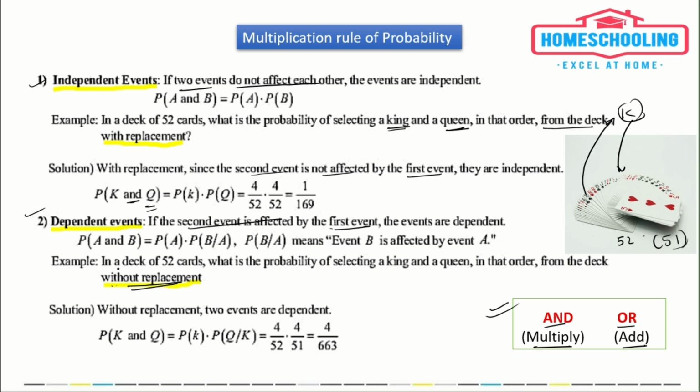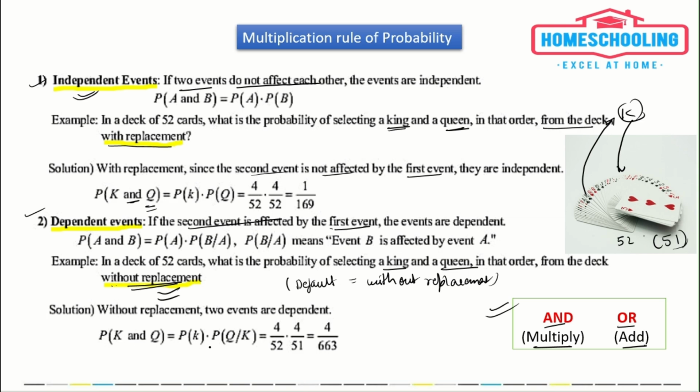So this is the example. In a deck of 52 cards, what is the probability of selecting a king and a queen in that order? First you will select a king, then a queen in that order from the deck without replacement. So whenever an independent event is given in the question, it will be provided with replacement. And for a dependent event, the question would say without replacement. And if nothing is mentioned in the question, with or without replacement, by default we will take it as without replacement. So the example says that in a deck of 52 cards, what is the probability of selecting a king first?